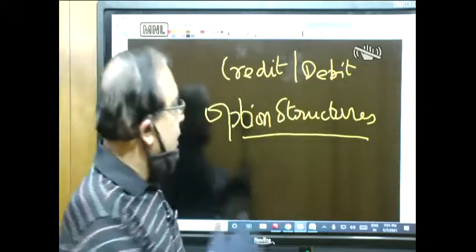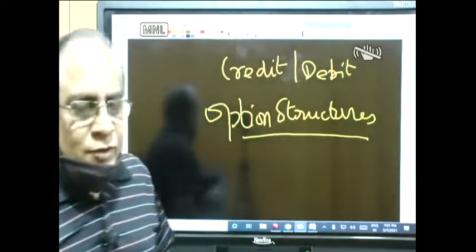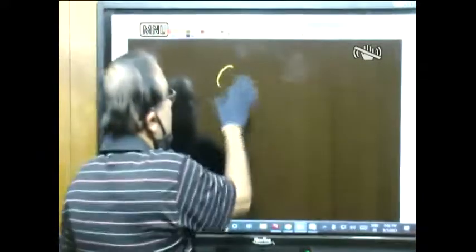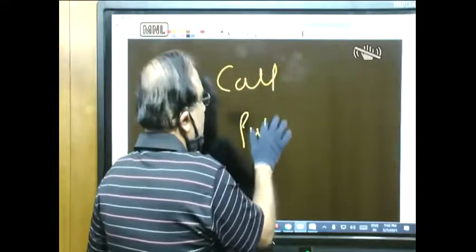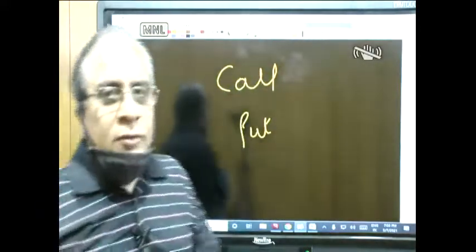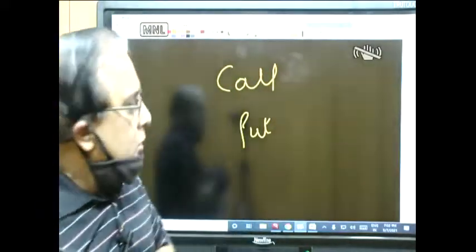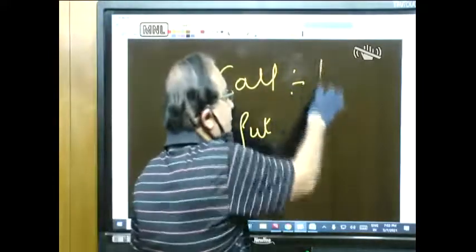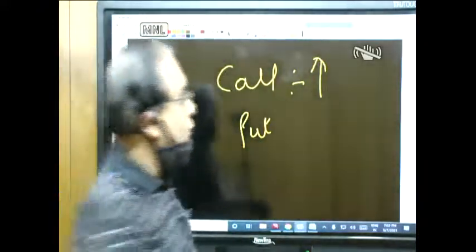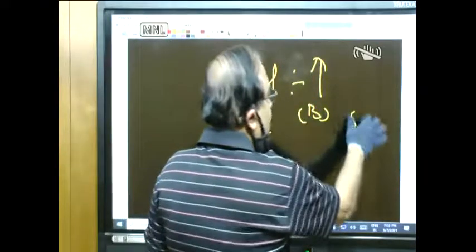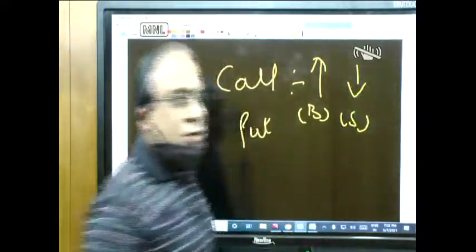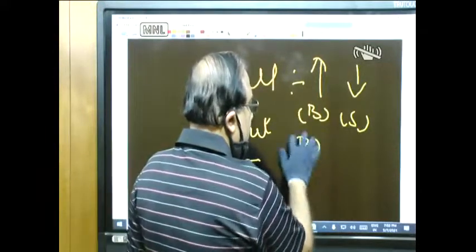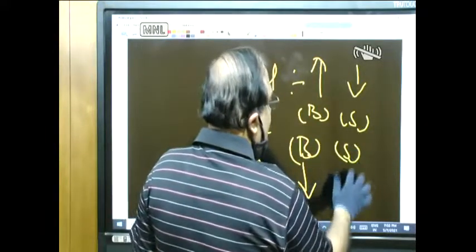So first of all, let us explain what we mean by credit debit option structures. You are already aware of the basic call option, put option, right? So you are now familiar with what is call option, what is put option. You know, call option means normally if you are a buyer of a call option, you are bullish in the market. For a seller of a call option, you are bearish. So if it is put, then in that case, if you are a buyer of a put, then you are bearish. If you are a seller of a put, then you are bullish.